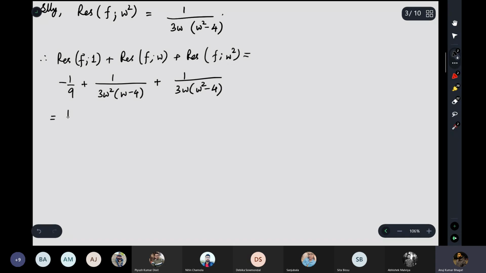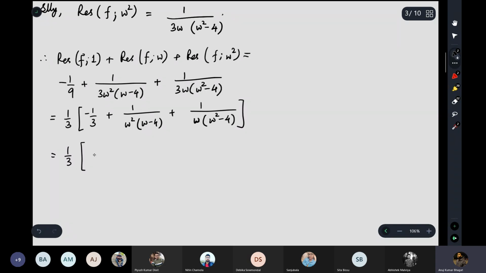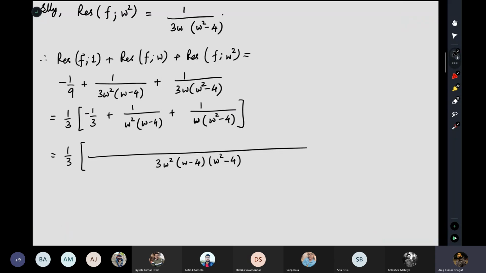So you can take 1 by 3 common, so I'll remain with minus 1 by 3 plus 1 by omega square (omega minus 4) and plus 1 by omega square minus 4. So let's take the LCM, keeping 1 by 3 as it is. So what is the LCM? 3 omega square, omega minus 4, omega square minus 4. I'll remain here with minus omega square (omega minus 4)(omega square minus 4). This is the first term.